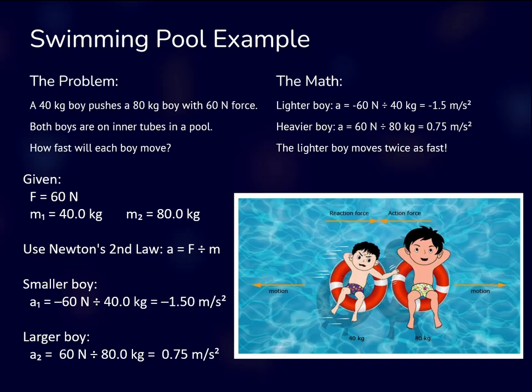We can calculate the acceleration of the 40 kilogram boy. That's going to be negative 60 newtons divided by 40 kilograms, which is equal to negative 1.5 meters per second squared. The negative sign here means that it's accelerating in the opposite direction. The acceleration of the 80 kilogram boy, again, is a = positive 60 newtons divided by 80 kilograms, which comes out to be positive 0.75 meters per second squared. So the lighter boy accelerates twice as fast in the opposite direction. The equal and opposite forces cause unequal motion due to these differences in mass.